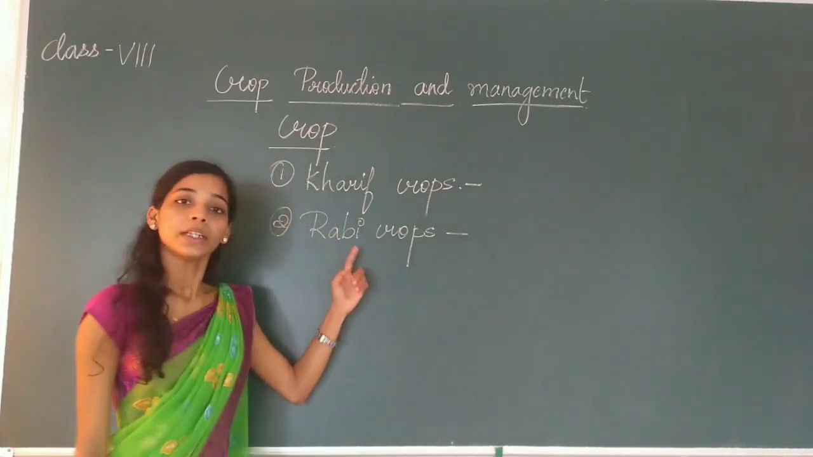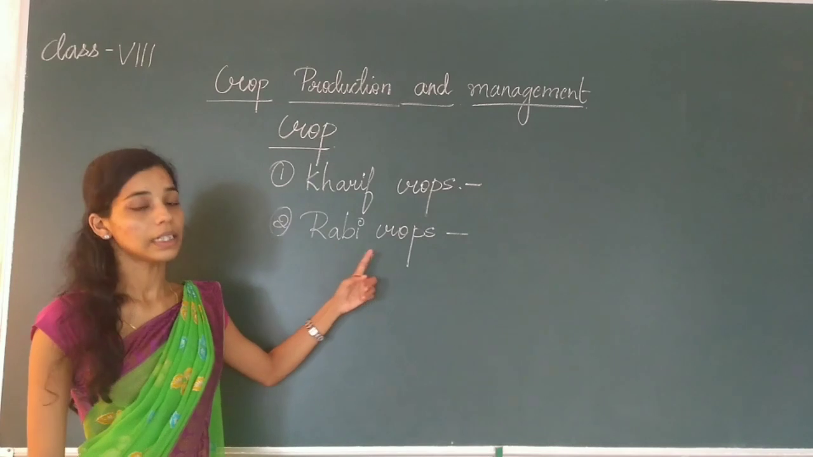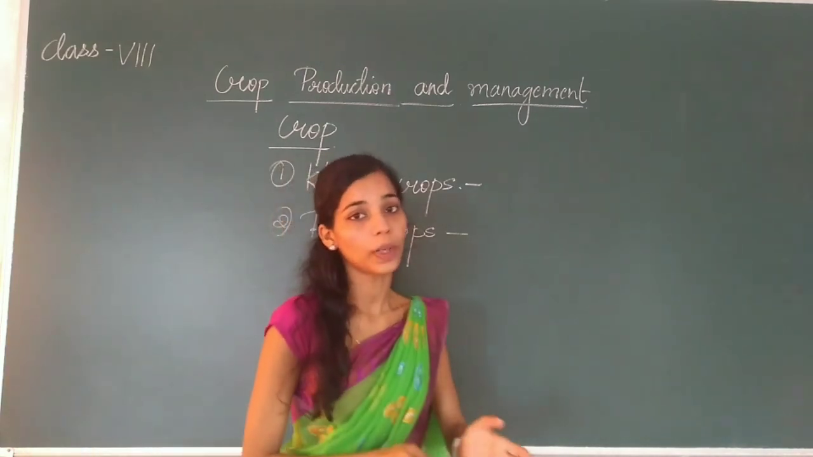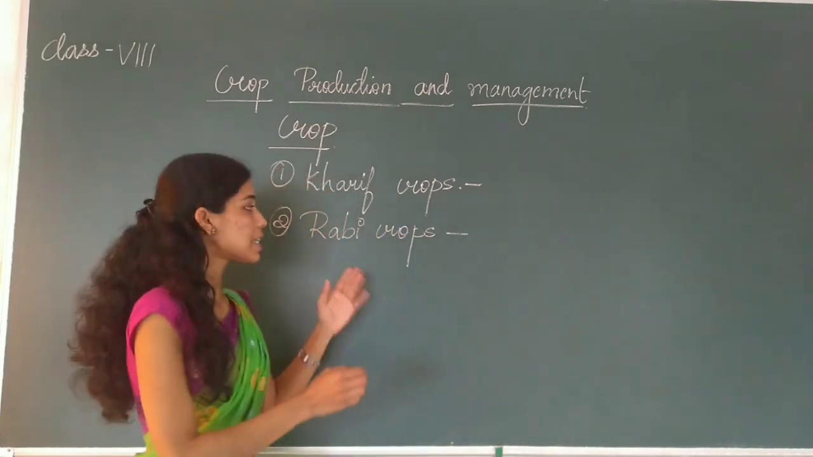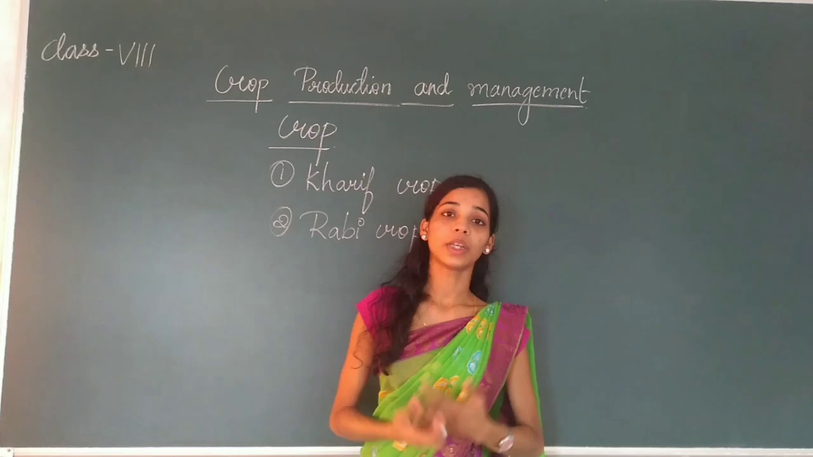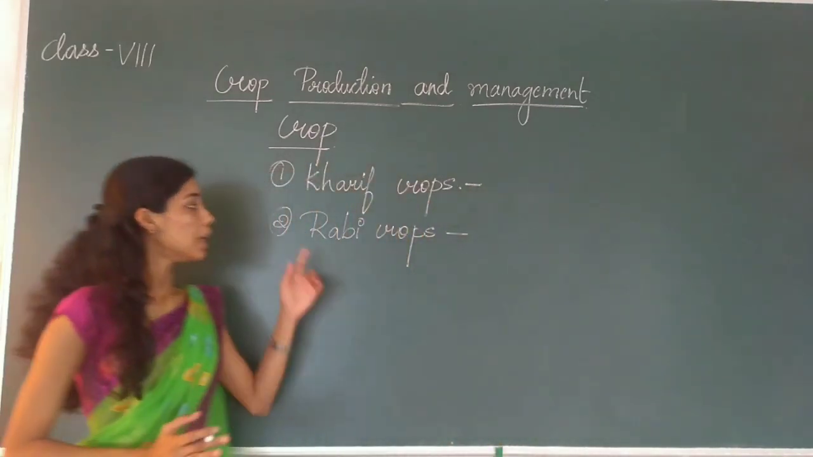What is rabi crops? The crops which are grown during the winter season, we call it as rabi crops. And the winter season in India is usually from October to March. Okay, and some of the examples will be pea plants. We can take the example of wheat. We can take some of the examples like mustard plants.